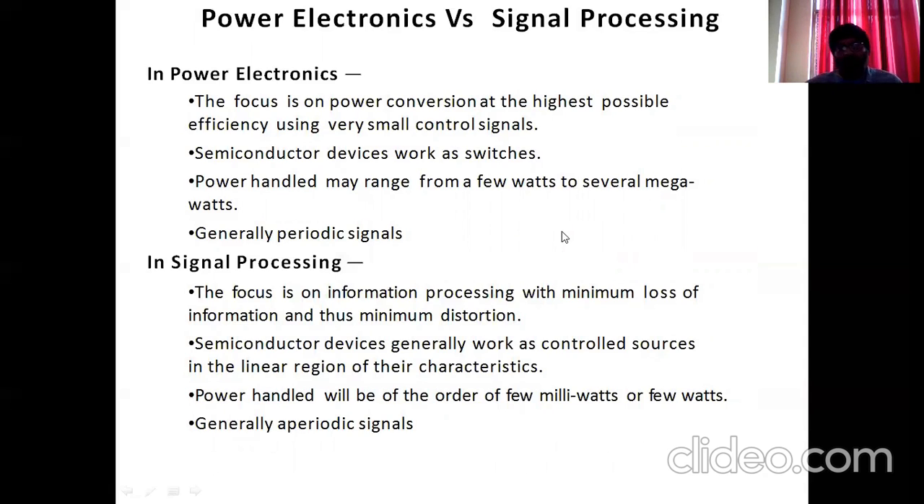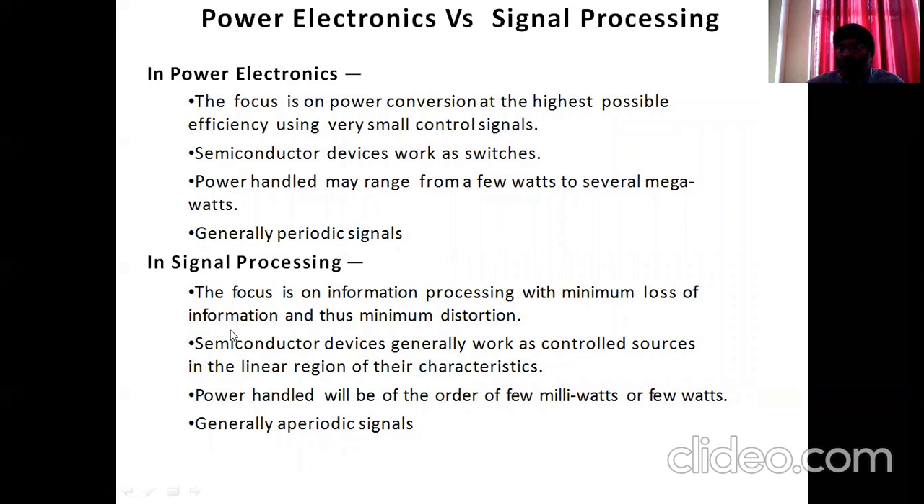Okay, before going further, I think it's better to also compare power electronics with signal processing. So in power electronics, we know that the main focus is on efficiency because we want the highest efficiency possible at low cost. But in signal processing, the focus is on information processing and minimum loss of information. Here the focus was minimum loss of power, like power in terms of heat or otherwise. Here, power is not that important. The important thing is that the loss of information should not be there.